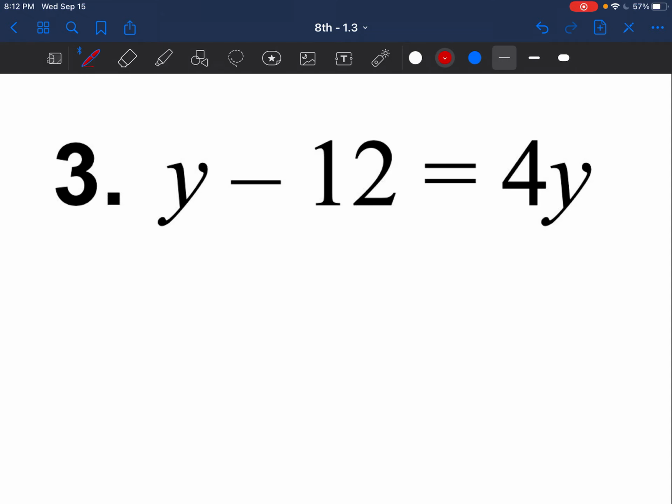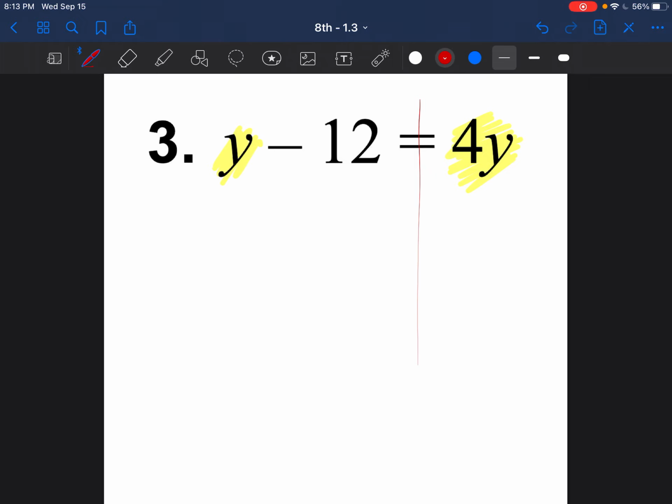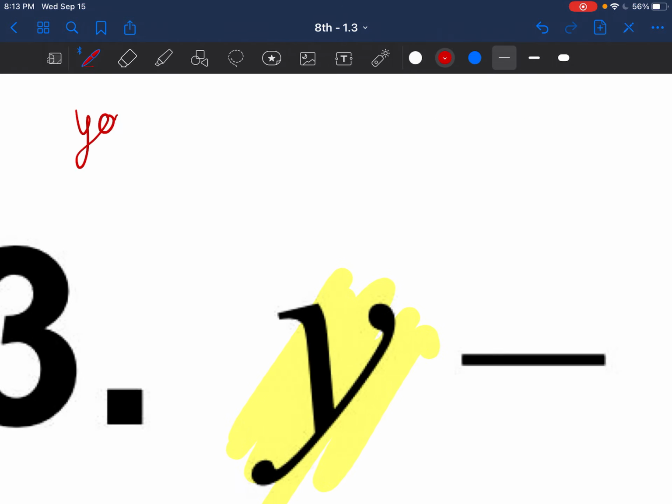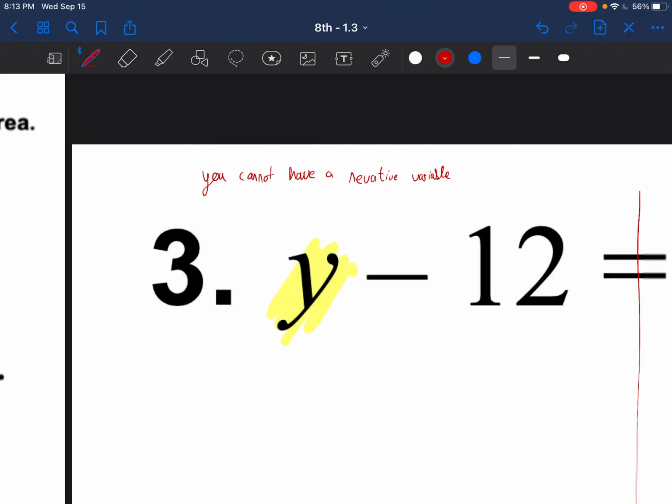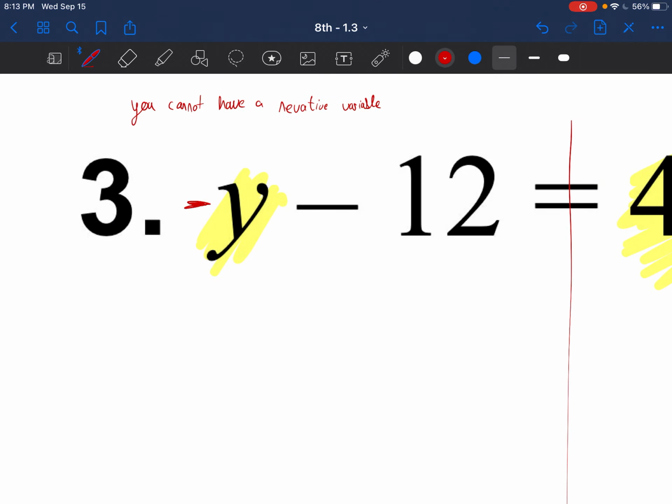Here we go. Notice that we have variables on both sides. That means we want to combine like terms. Now, when we want to combine like terms, remember we got two sides, and we need to do the opposite. One rule that I expect you all to write down is: you cannot have a negative variable. When we get to an example of that, we'll remind ourselves. But remember, you cannot have a negative variable. Make sure you say that to yourself and don't forget.